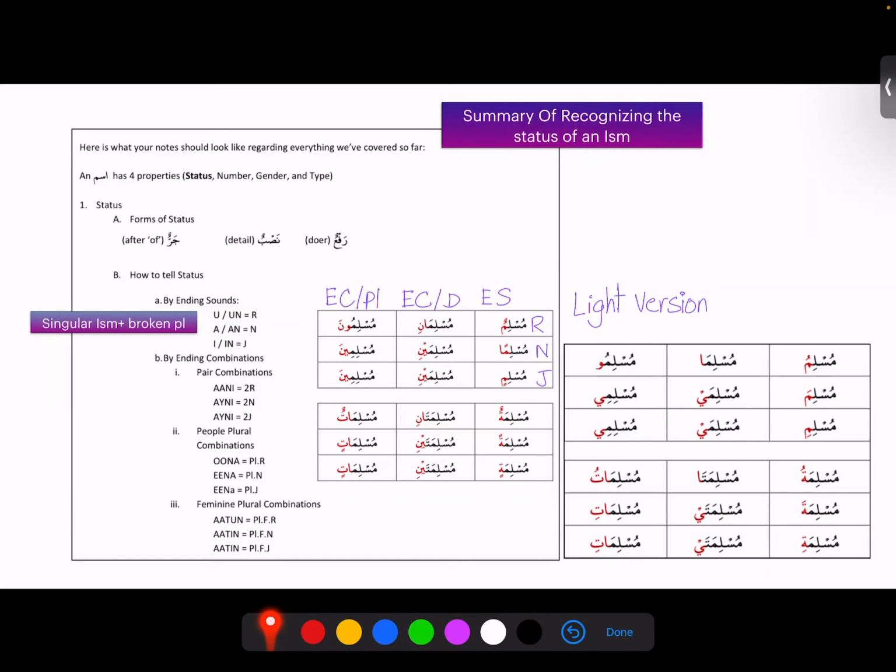Muslimatu, Muslimati, Muslimati. Perfect, Alhamdulillah. Okay, so everyone is good at how to make it light, right? I just have one question, yes.